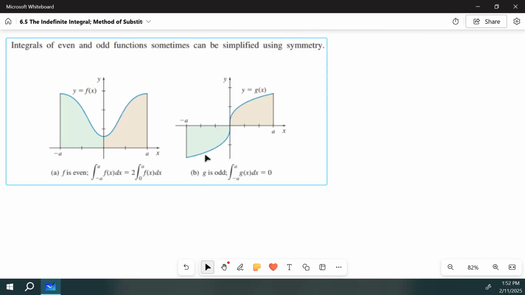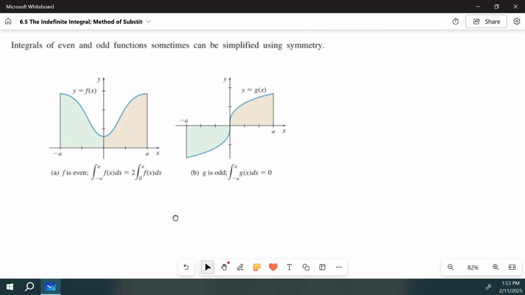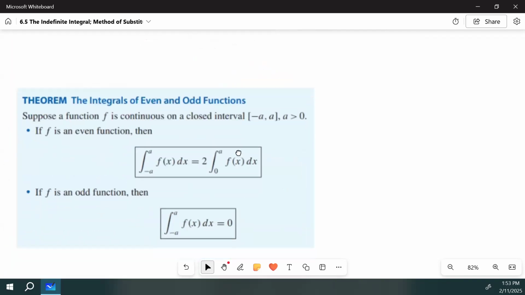Okay? Now, if the function is odd and you're doing a symmetric interval, so from negative a to a, the integral is going to cancel out because it's a rotational symmetry of 180 degrees. So this region above is the same size as the region below here, but this one in green gets counted as negative. This one gets counted as positive. So they cancel each other out. Okay, so here's our theorem.